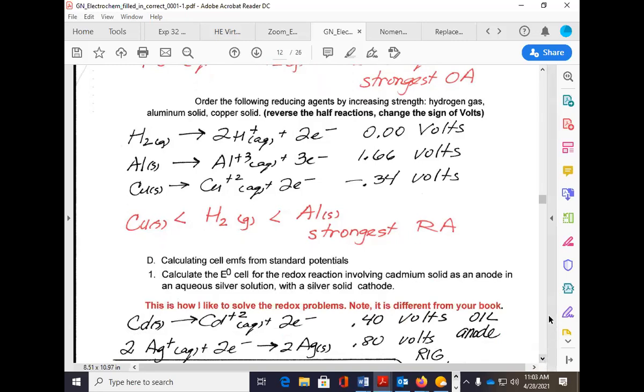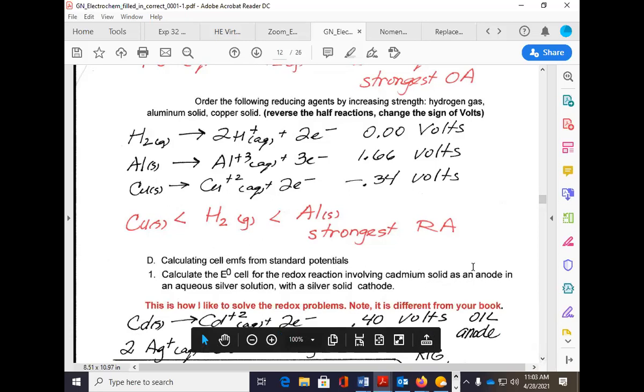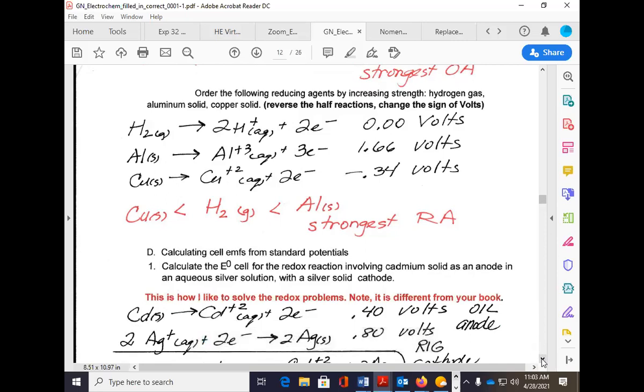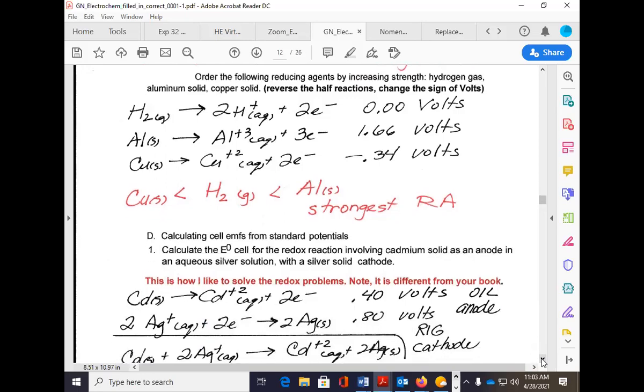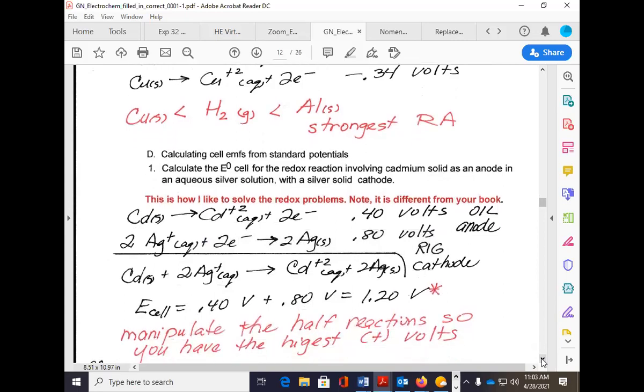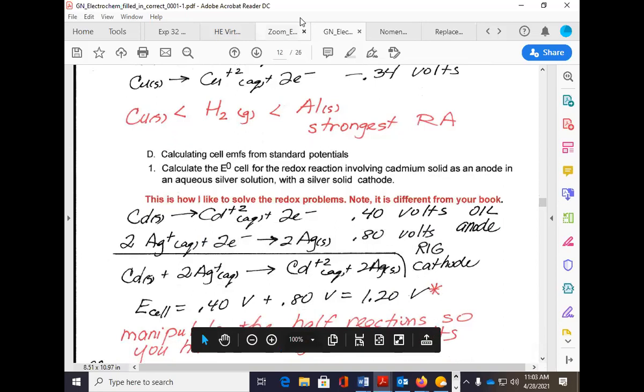And I know the definitions for cadmium as an anode and silver as a cathode. I use the table. I had to flip one of them. In this case, I had to flip the cadmium. And the reason I like doing this is, to me, it's very straightforward, because now all I do is manipulate the half reactions and then just add everything up. I don't have to do anything fancy.